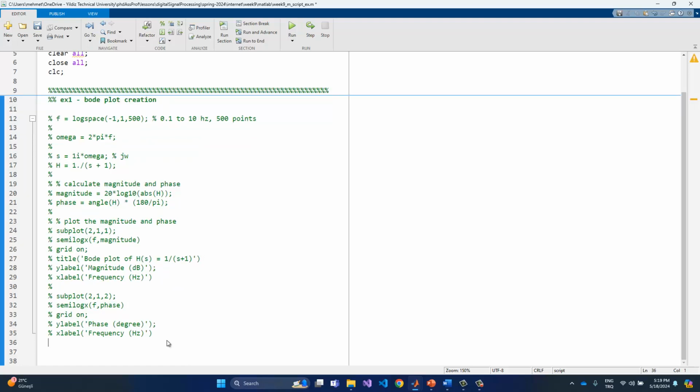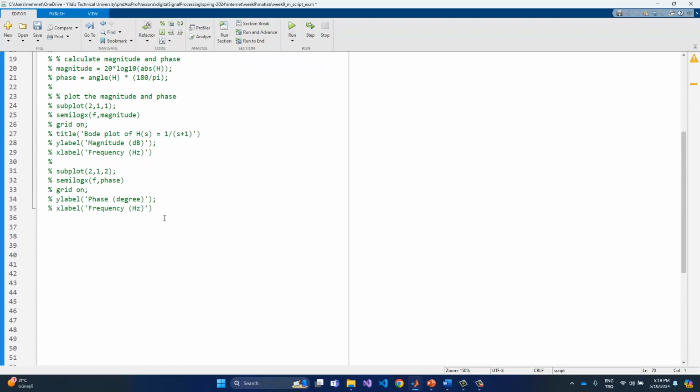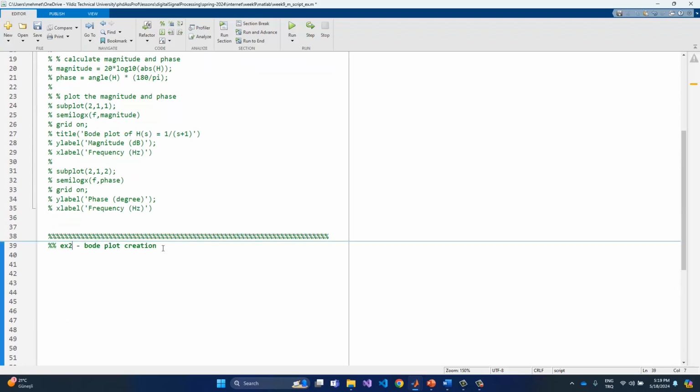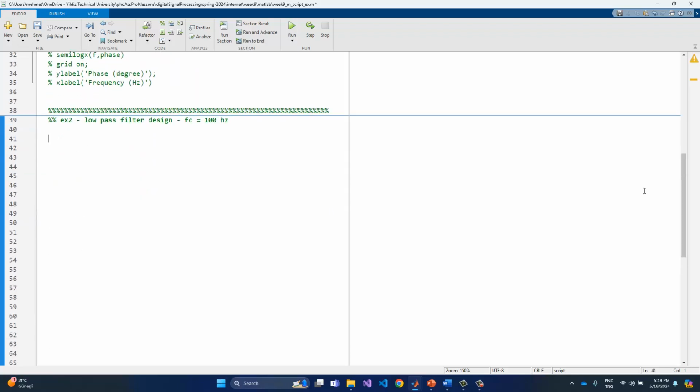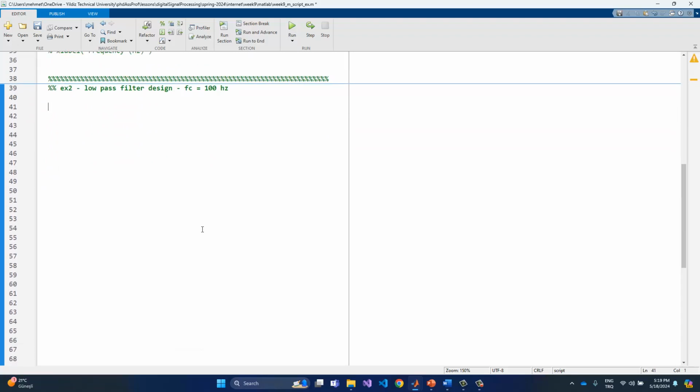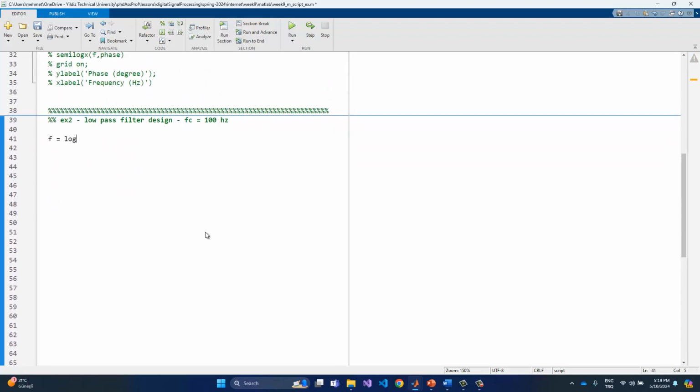Okay, and so in the second place we need to design a low pass filter in the continuous time domain. Okay, low pass filter design, fc, for example, 100 Hertz in here. This is an example value. And so, in order to do that, we need to give the f logspace in here -1 to 3 with 500 points, which means that we have the 0.1 Hertz to 1000 Hertz range in here.